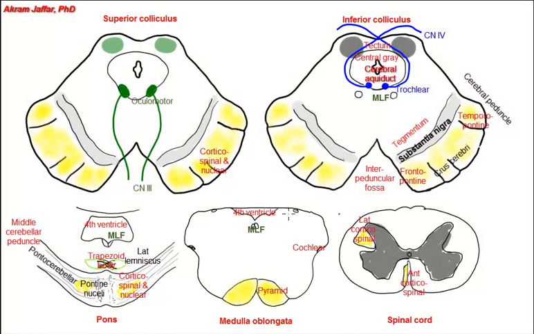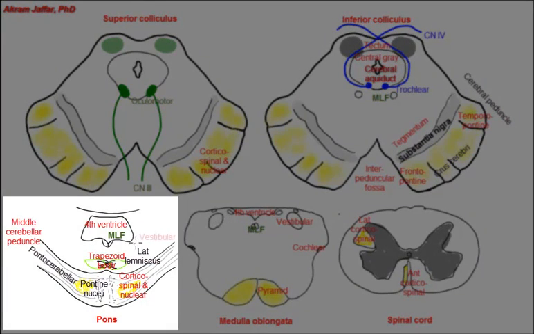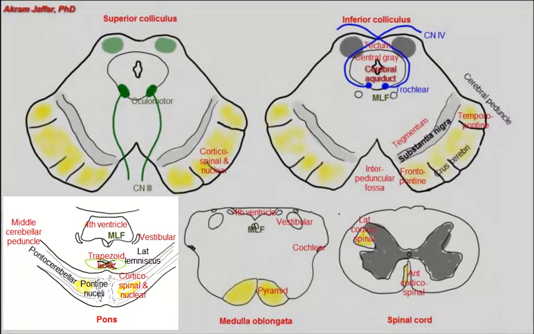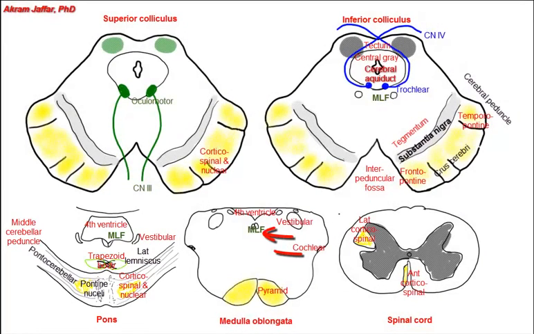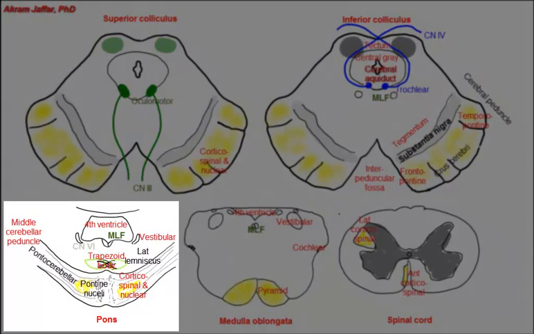The medial longitudinal fasciculus contains ascending and descending fibers. These fibers connect the cochlear nuclei and the vestibular nuclei that are located in the medulla. This is the vestibular nuclear complex at the medulla, and the vestibular nuclei that are located at the pons. So the medial longitudinal fasciculus connects these vestibular and cochlear nuclei with nuclei controlling extraocular muscles, and these include the abducent nucleus in the pons.